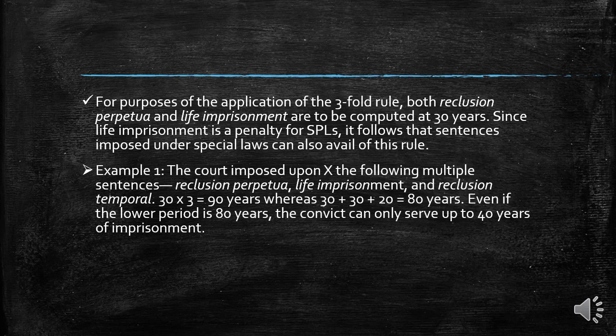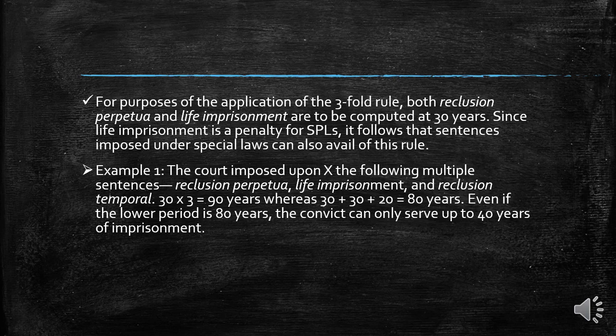Example number 1. The court imposed upon X the following multiple sentences: reclusion perpetua, life imprisonment, and reclusion temporal. Both reclusion perpetua and life imprisonment, for purposes of the threefold rule, have a maximum term of imprisonment of 30 years, whereas reclusion temporal has a maximum term of imprisonment of 20 years.